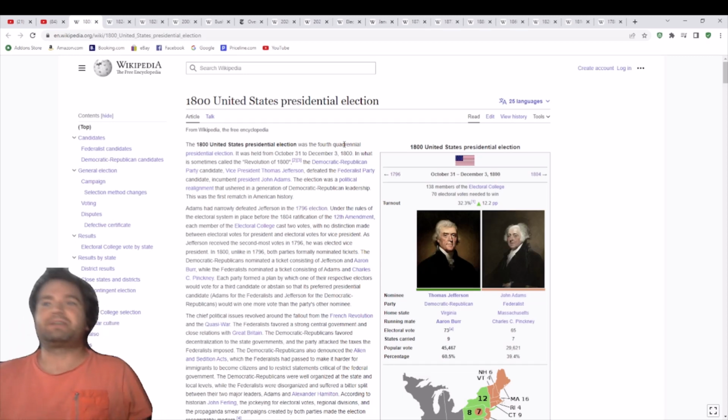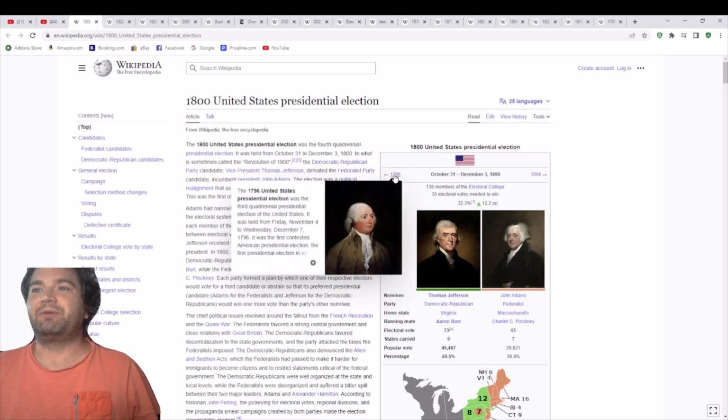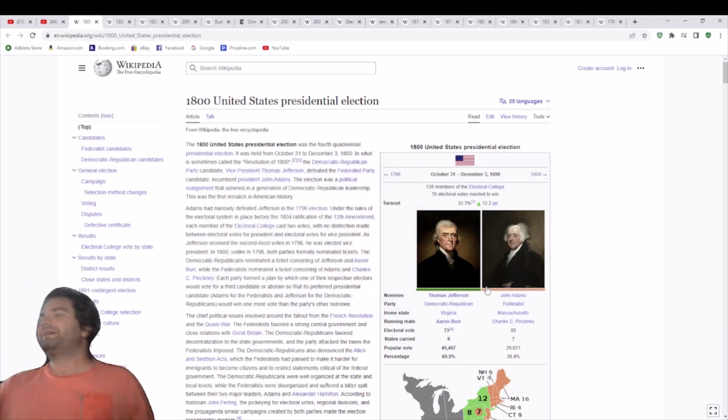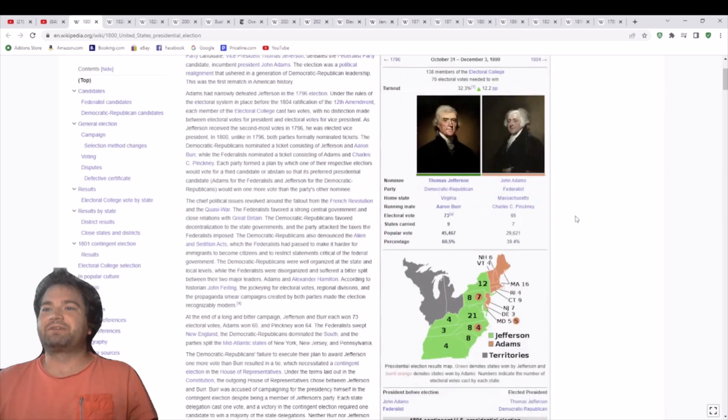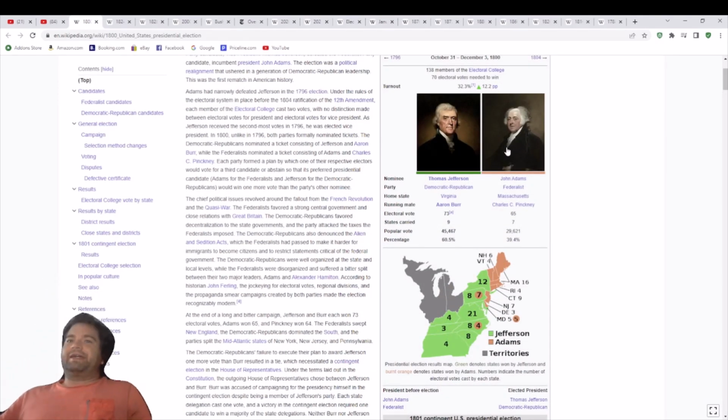The first one is incorrect. I have the incorrect election up here. It is actually the election before that. No, it's not. This is right. Never mind. I don't know what I'm thinking. This is the 1800 election between John Adams and Thomas Jefferson.